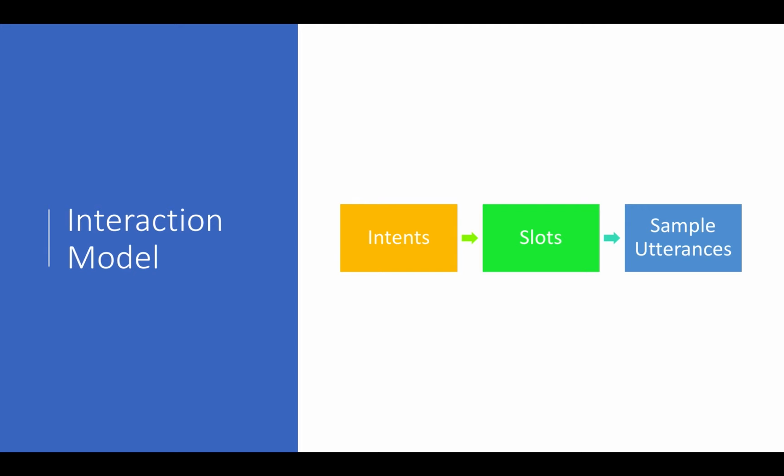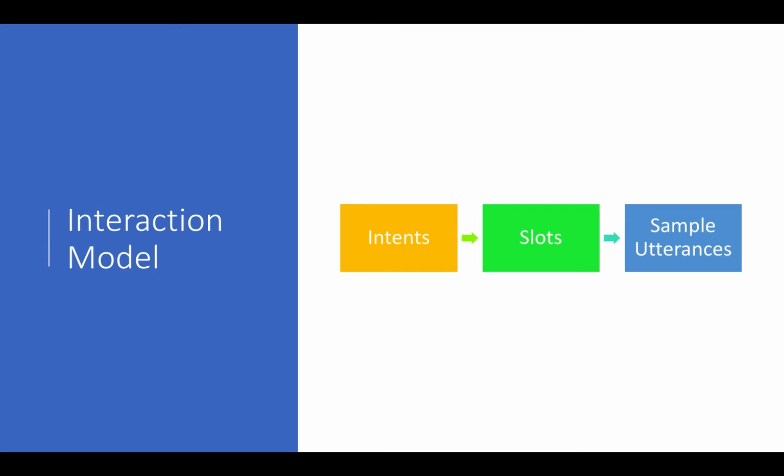So on the left side we have intents. In the interaction model, we will have intents, meaning what we can do with the skill. My Alexa skill can have only one intent. I can have 5 intents, or I can have 100 intents. I can have any number of intents. There could be a limit. I haven't tried it, but you can add as many intents as you want.